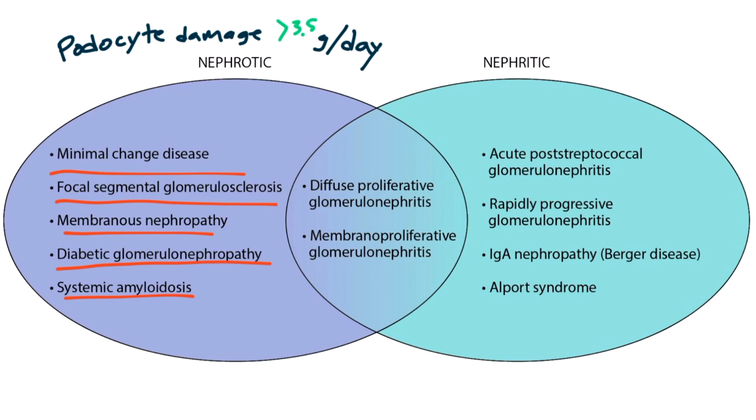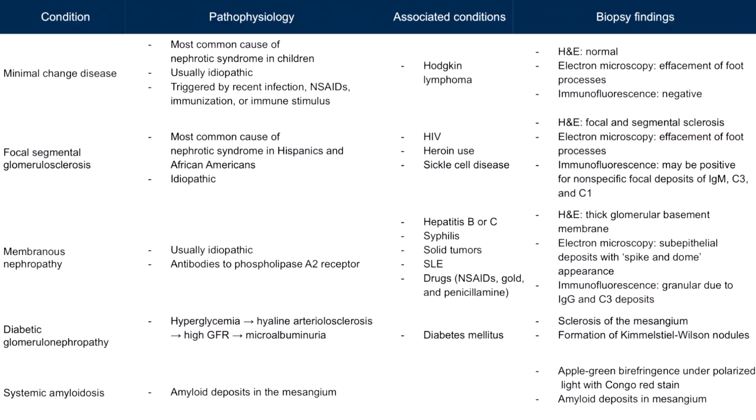Over on the right, we see nephritic syndrome. This is characterized by glomerular inflammation and bleeding, meaning hematuria. Nephritic syndromes are discussed in the next lecture. So here's our table listing the nephrotic syndromes.